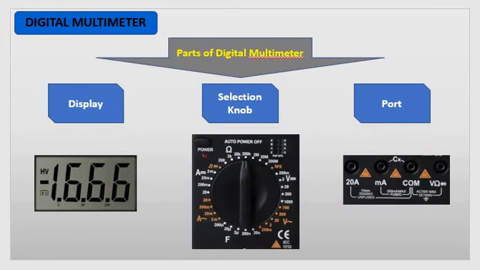So now here you can see the main parts of the digital multimeter. The display: here we can observe the electrical quantity which we are going to measure. That is, if we measure the resistance, we can directly see the reading of resistance here. If we measure the ampere or current, AC or DC, or if we measure the voltage, we can get the direct reading from the display.